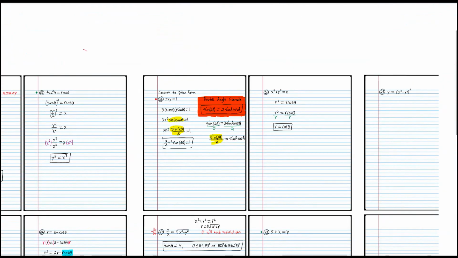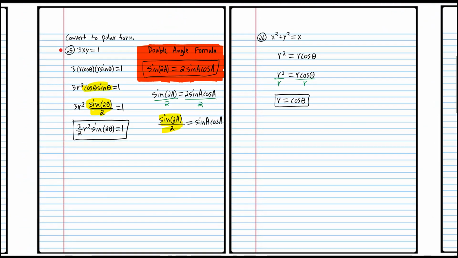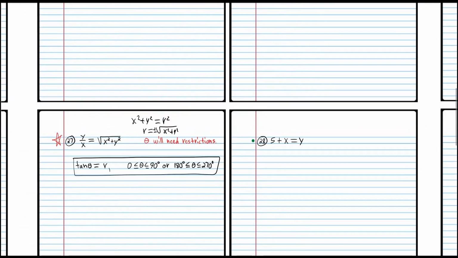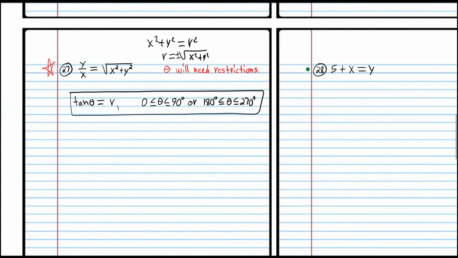So get a picture of numbers 25 and 26 and use number 27 to help you do 28. Try number 28. When you come back, we'll do it together.